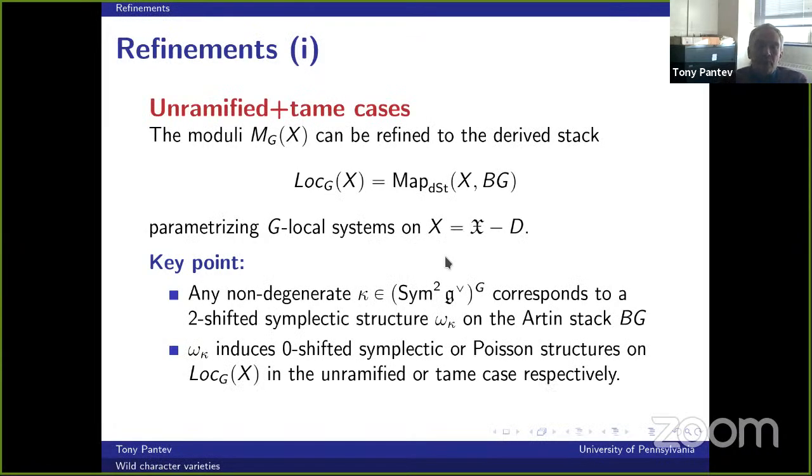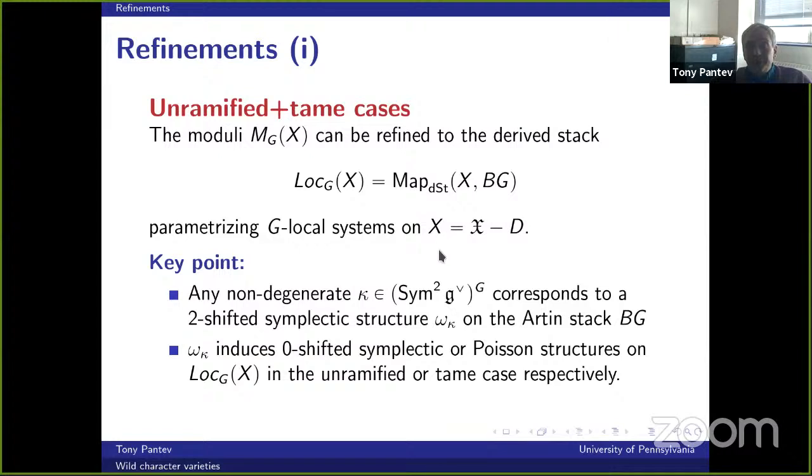So let me first say what happens in the unramified or tamely ramified case, which are easier. If you look at the unramified or the tamely ramified moduli of local systems, it has a natural refinement to a derived stack, which is the mapping stack, a derived stack, from X to BG, where X is just the complement of the punctures in the compactified curve.